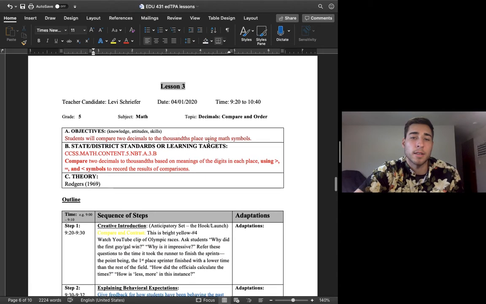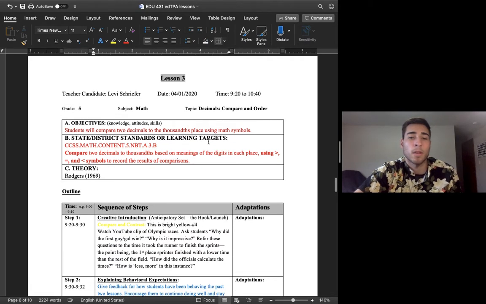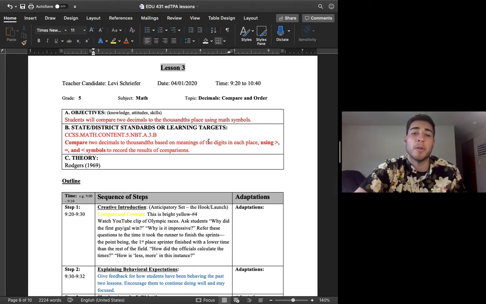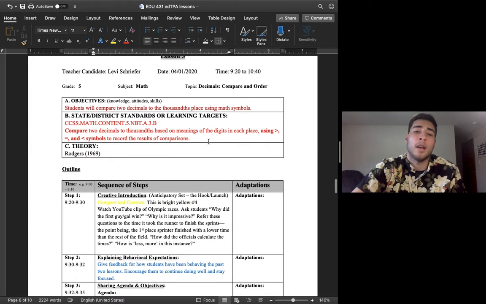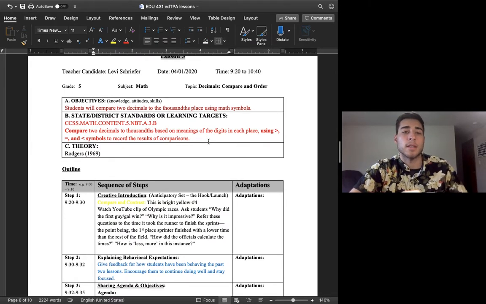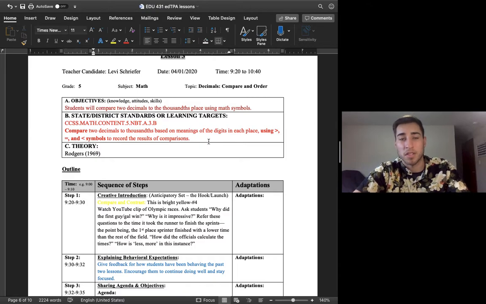Okay, finally is our lesson 3. The topic is comparing and ordering decimals. And the objective for this lesson is students will compare 2 decimals to the thousandths place using math symbols. So even the state district goes right into it, comparing the digits using the greater than, equal to, or less than symbols to record the comparisons.